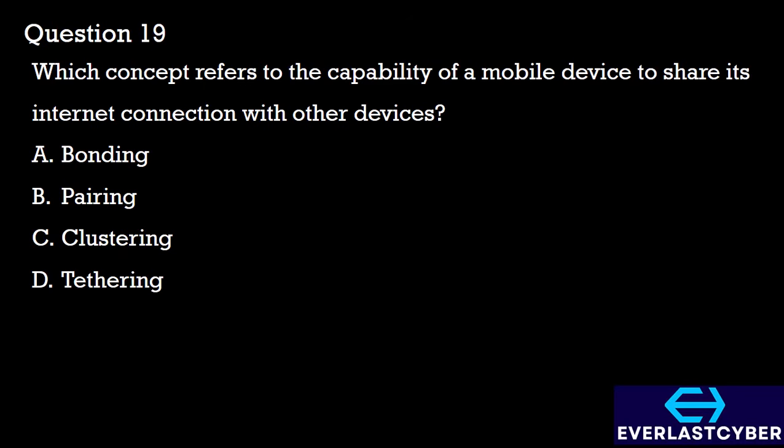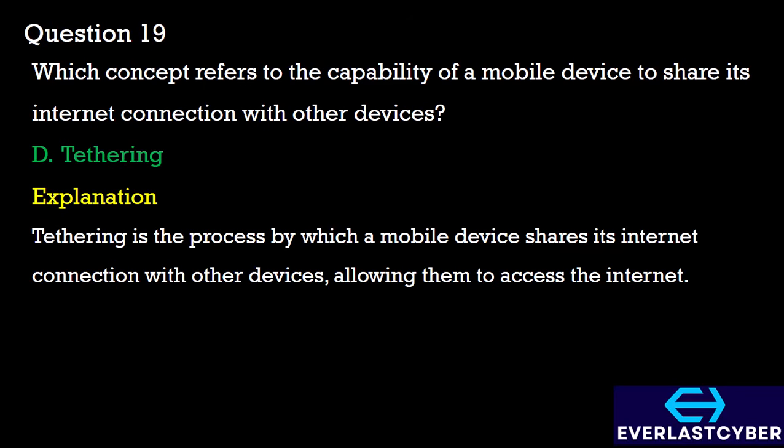Tethering, on the other hand, is a process by which a mobile device shares its internet connection with other devices, thereby allowing them to access the internet. So for this question, we'll be going with option D. Tethering can be done using Wi-Fi, Bluetooth, or even USB.